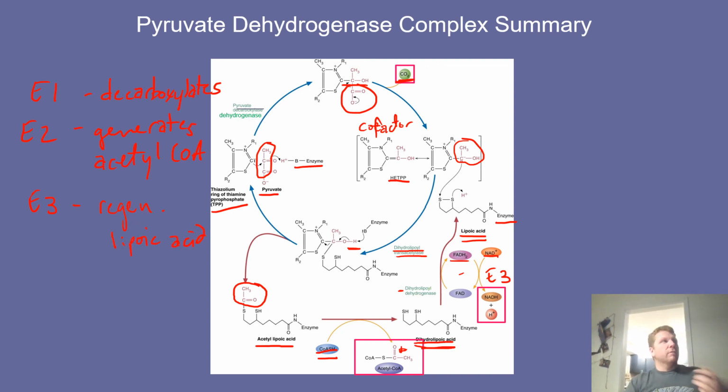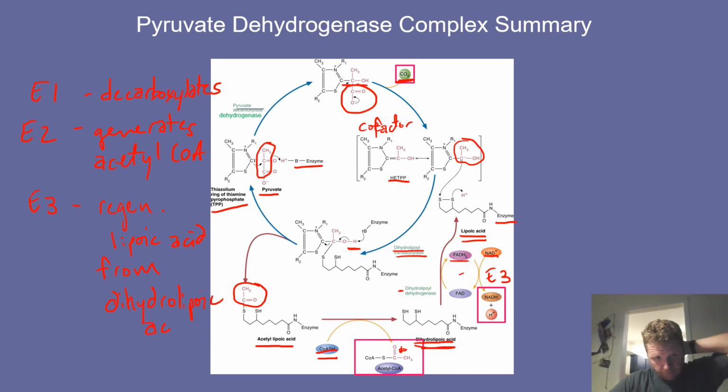Now, one of the ways that I've always thought about this is if your aim was only to make acetyl-CoA, you only need E1 and E2. But if you want this to continue on and be functional, you need that E3 because E3 is going to do the oxidation reduction reactions so that you can regenerate lipoic acid from, let me add this in there, dihydrolipoic acid. I would say these are the most important takeaways for the pyruvate dehydrogenase complex.